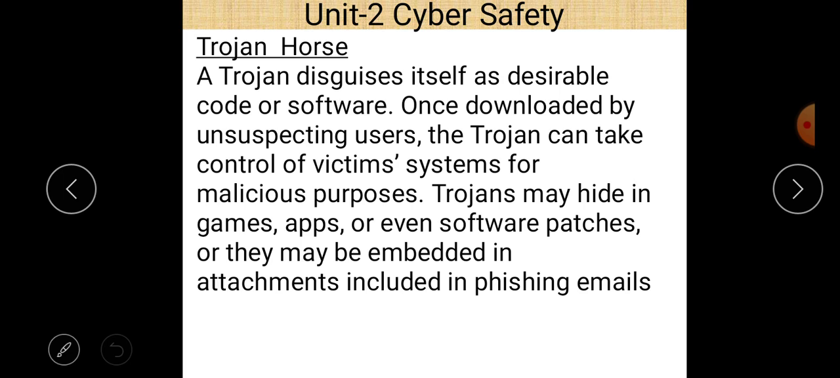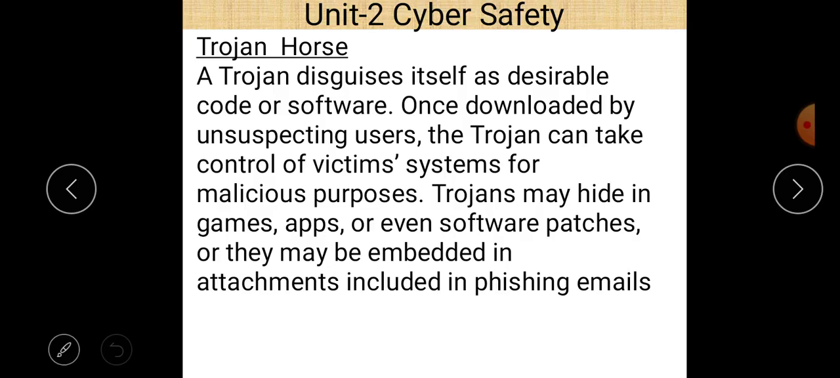Most people just download a file which contains a Trojan horse, and once downloaded by an unsuspecting user, the Trojan can take control of the victim's system. A Trojan horse can take data from a system and pass it to the network, or it can even damage your data. And they are hard to detect. The most important thing is that Trojan horses are hard to detect because they disguise themselves as desirable code or software. Most of the time a Trojan horse may hide in different games, different apps, or different software patches, and they may be embedded in attachments, including phishing emails.